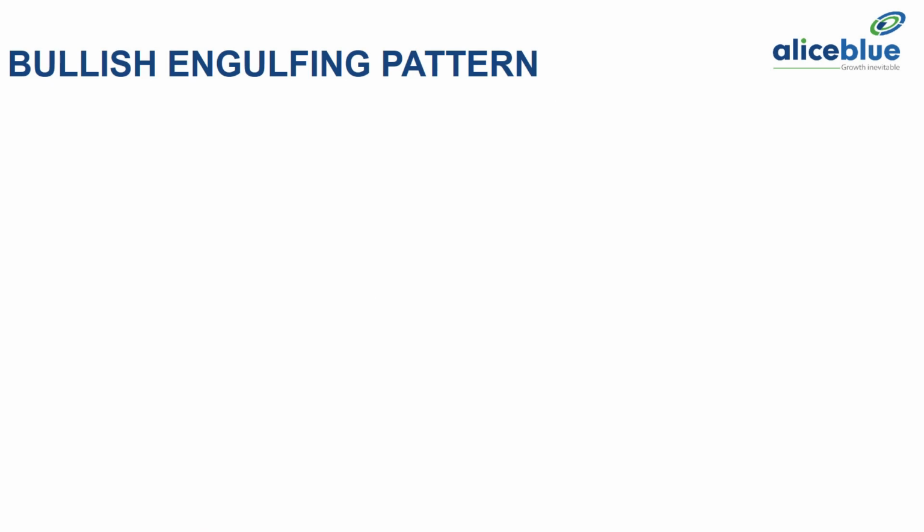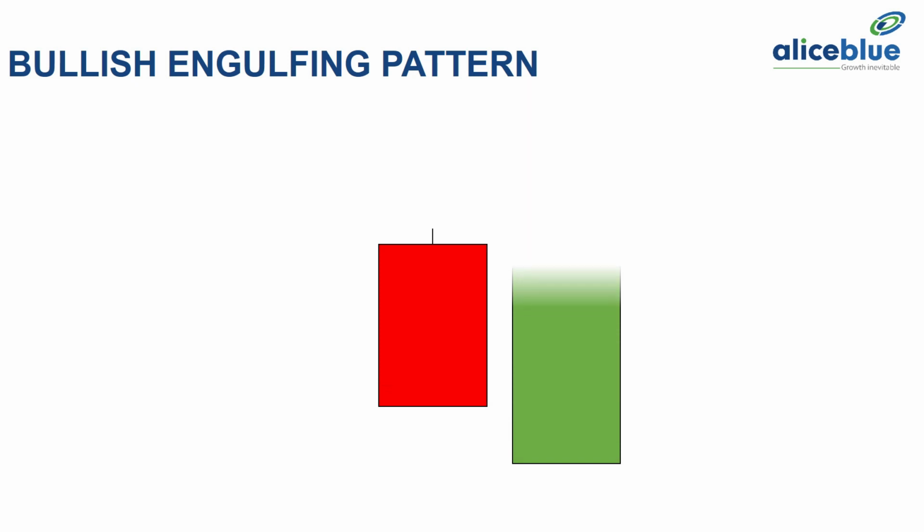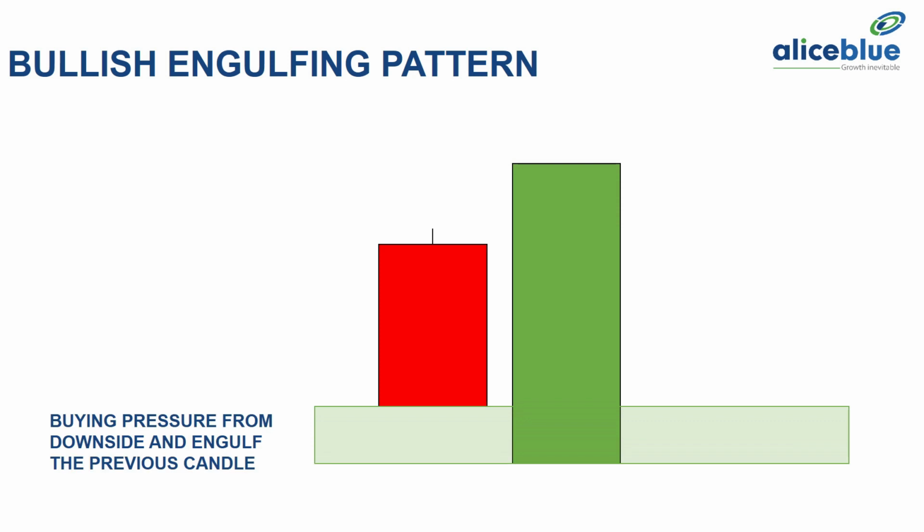The bullish engulfing pattern occurs when a small bearish candle is followed by a larger bullish candle that completely engulfs the previous candle's range. First, we see a small bearish candle, which indicates selling pressure in the market. Next, a larger bullish candle emerges, completely engulfing the previous bearish candle's range. The key characteristic of the bullish engulfing pattern is the bullish candle's body fully covering the previous bearish candle's body.